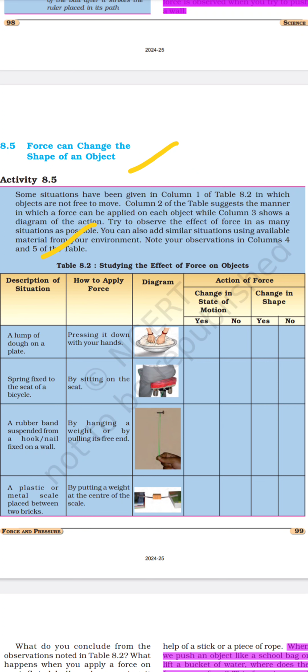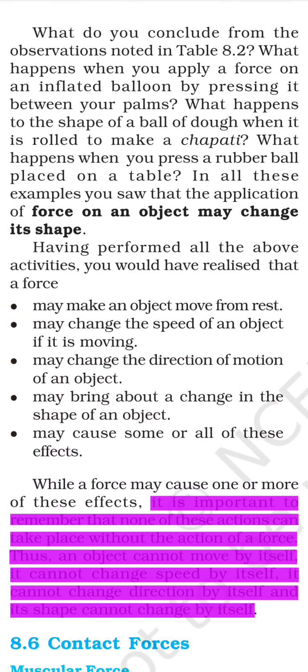Table 8.2. Studying the effect of force on object. Description of situation, how to apply force, diagram, action of force. First, change in state of motion. Second, change in shape. Got it? इसको आप एक बार गो थ्रू हो सकते हैं. Got it? What do you conclude from the observations noted in table 8.2?